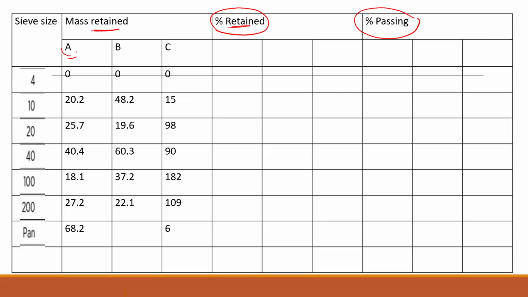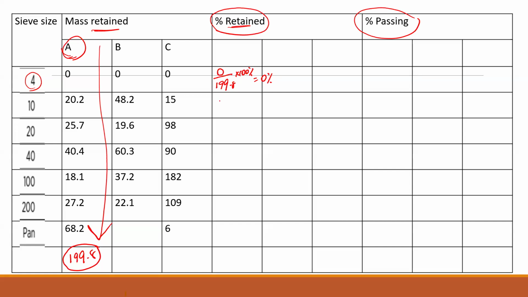So if you consider soil A, this is the mass retained. If you add all the numbers here, we can find out how much of soil was there. So if you add all these together, I think you get 199.8 grams. So this is the total amount. Out of this, 0 is retained in this first sieve. So you can see percentage retained will be 0 out of the 199.8 as a percentage. So you can say this is 0%. Percentage retained is 0%, nothing retained.